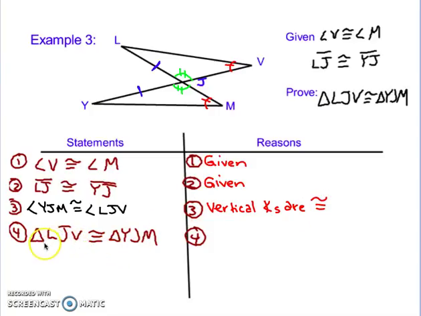And then our last statement is that triangle LJV is congruent to triangle YJM. And for that, we can state, just like we can see here, that we have the theorem angle, angle, side. So for this one, we would state angle, angle, side theorem as our reason.